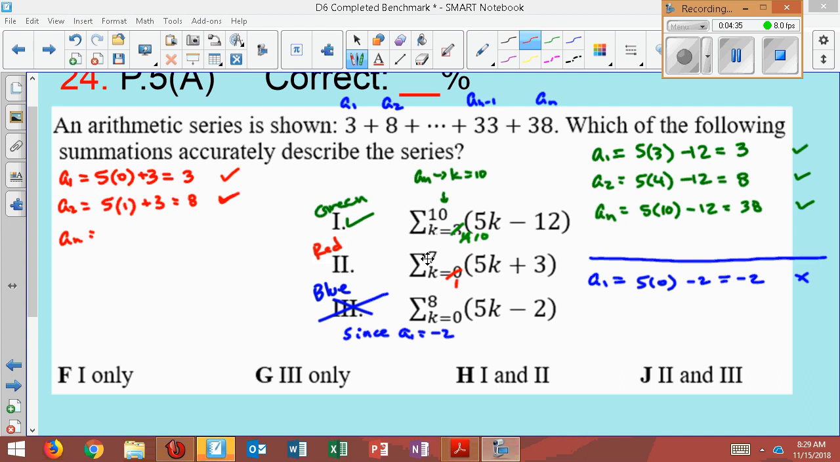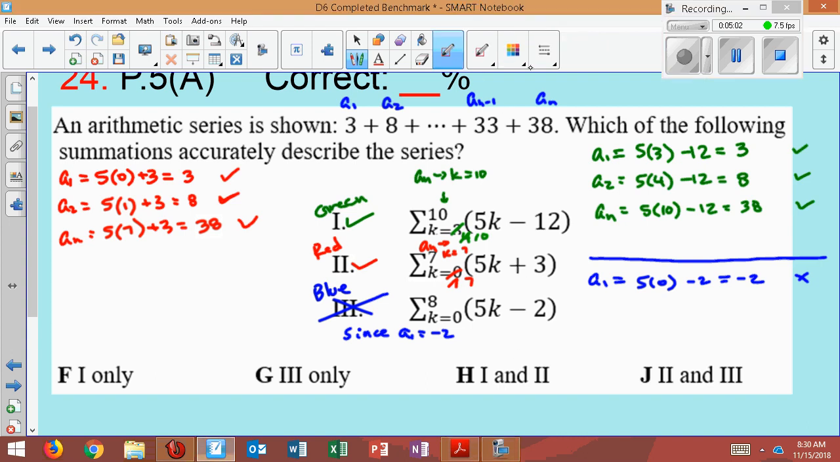For a sub n here, I'll have a sub n when k equals 7. And so I'm going to plug in the 7 here. So it'll be 5 times 7 plus 3. 5 times 7 is 35. Add 3, I get 38. And you can see that the first term's correct, second term's correct, last term's correct. That's also a good sequence. So 1 and 2 are correct. That would be the answer here, which is H.